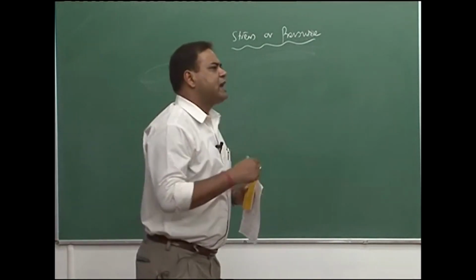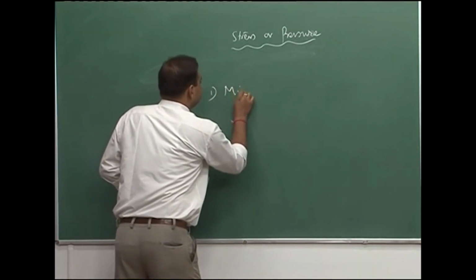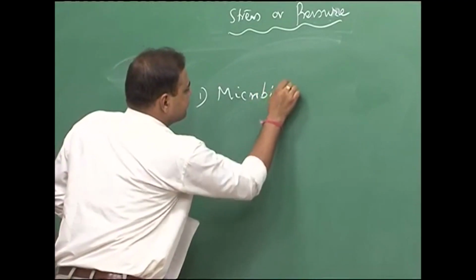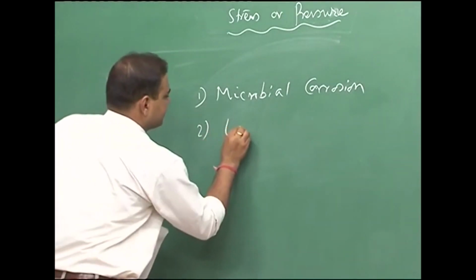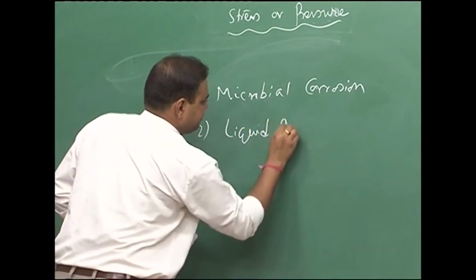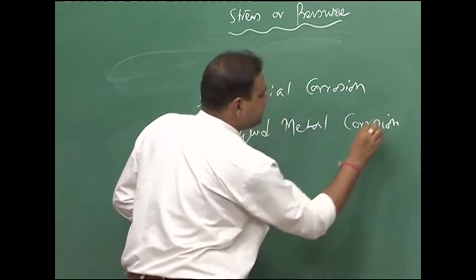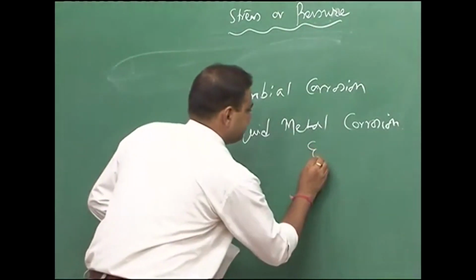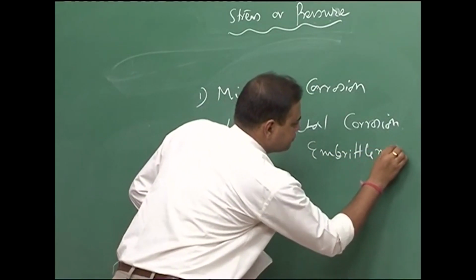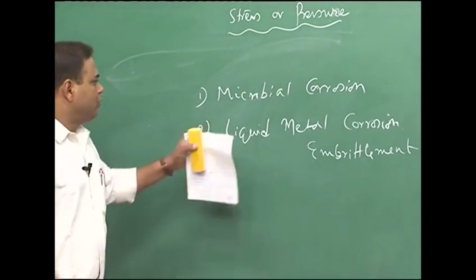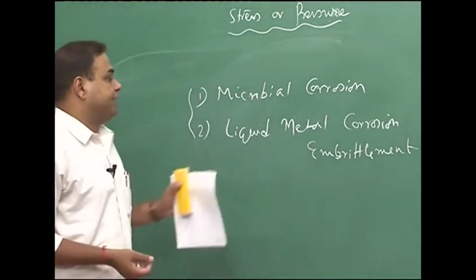and pressure. Now, we have two special corrosion phenomena: one is called microbial corrosion, another is liquid metal corrosion, or liquid metal embrittlement. Liquid metal embrittlement, we will talk a little about this, and microbial corrosion, as we go ahead.